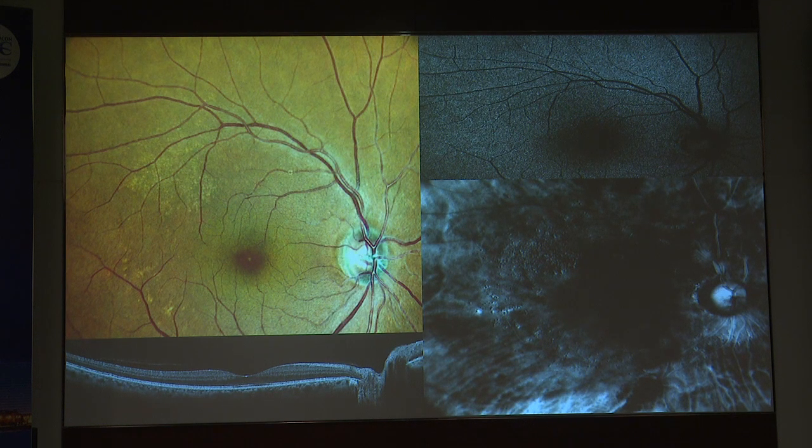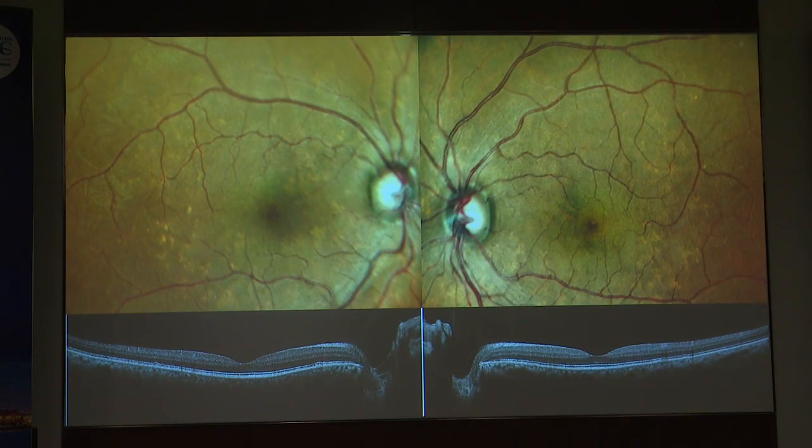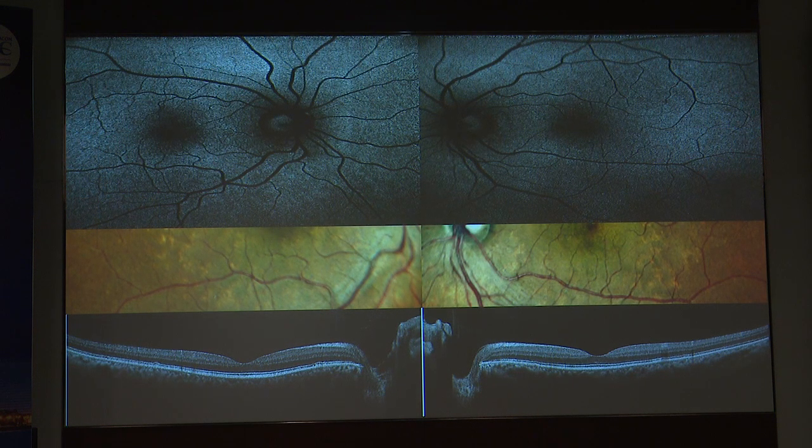So we are doing a study where we are able to count the number of RPE cells with certain strategies. We will be coming out with a paper in a short while. It is sent for publication. We will explain it to you. Now look at intermediate dry AMD. Again you see a few drusen over here. OCT is not contributory. Now look at FAF. Again it is not contributory.